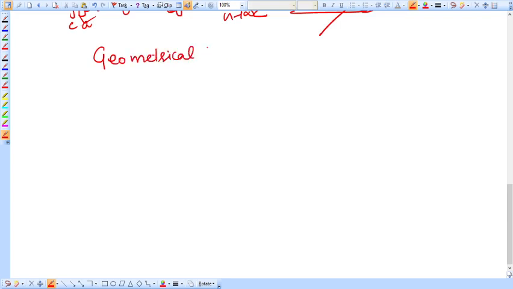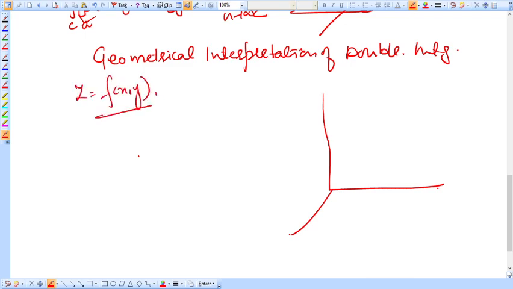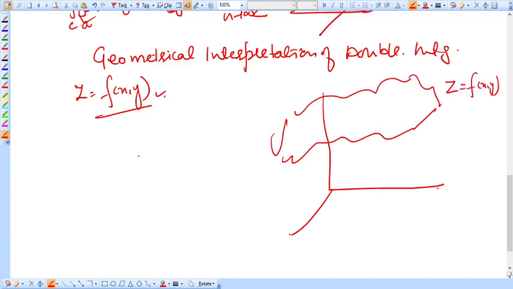Geometrical interpretation of double integral. So this is your 3D geometry, okay, and we have a function z is equal to f of xy, okay. So it would definitely have some surface, okay. Let us draw that surface here. If this is your surface, this surface is z is equal to f of xy.